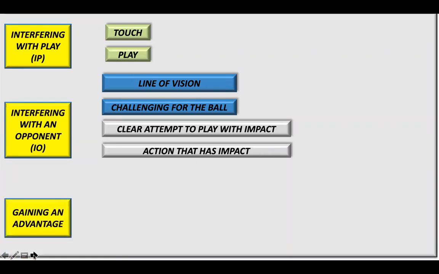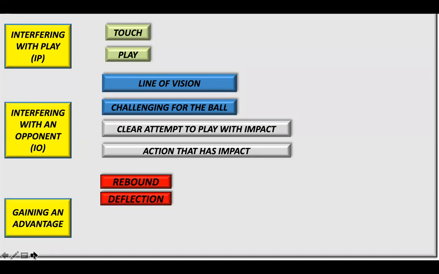The third component is gaining an advantage. We talked about that there were really two elements of it, but we can actually tease them out a little bit more. We mentioned a rebound. A rebound is off of a goalpost. It can be off of a team official. It can be off of an official, or it can be off an opponent or the crossbar.